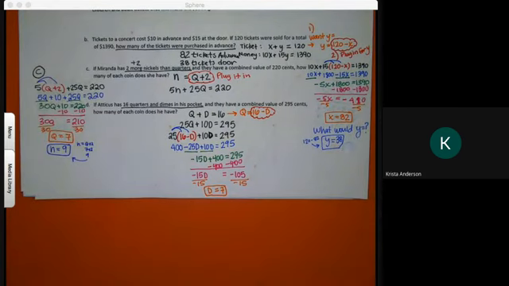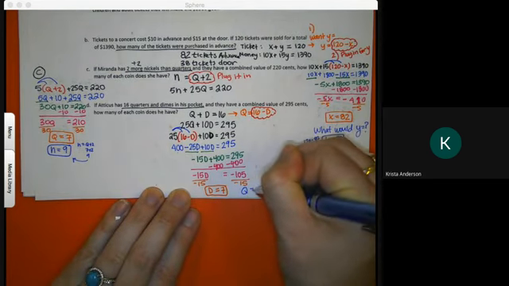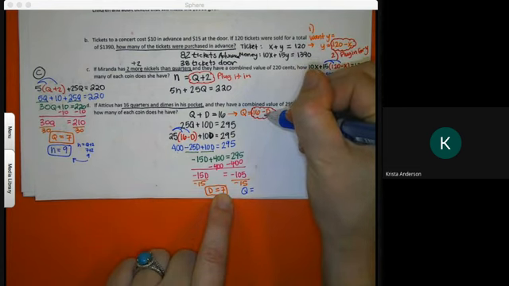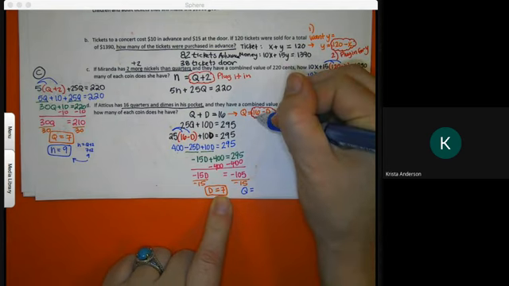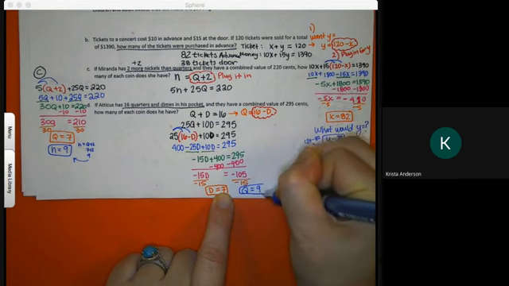And if I want my quarters, to find my quarters, I would just say, what is 16 minus 7? 16 take away 7 is 9 quarters.